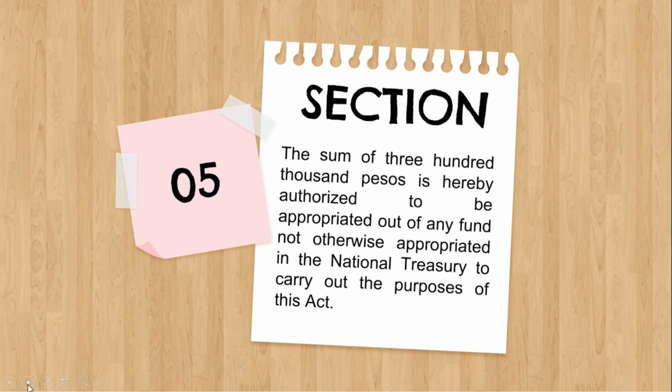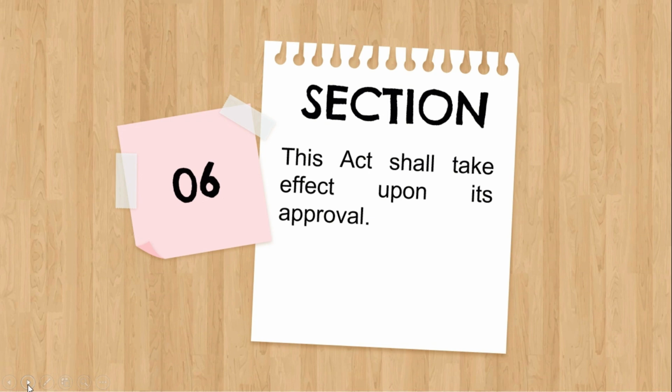Section 5, the sum of 300,000 pesos is hereby authorized to be appropriated out of any fund not otherwise appropriated in the National Treasury to carry out the purposes of this act. So, Section 5 talks about the budget, okay? So, sa budget for the publication of popular and cheap editions of Rizal's works. So, yun lang ang sinasaad ng Section 5. Yung sapat na budget para i-publish yung works ni Rizal. And Section 6, this act shall take effect upon its approval.